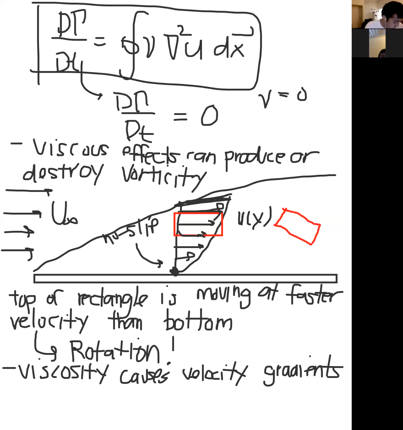Because of the presence of these velocity gradients, that's going to create vorticity, right? Because vorticity, remember, is nothing more than any kind of rotation of flow. Whenever you have velocity gradients due to viscosity, that's going to cause some rotation. And because we're inducing rotation, that's going to produce vorticity and it's going to produce circulation.